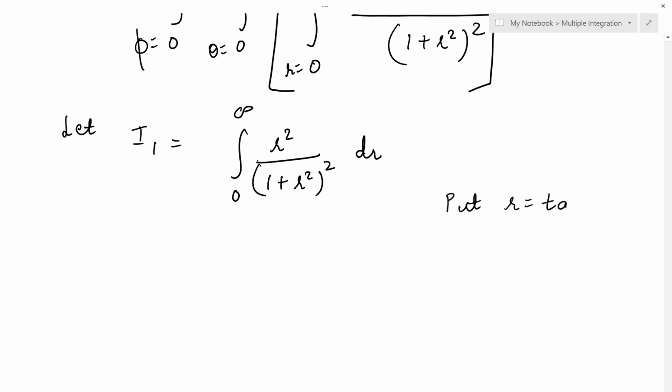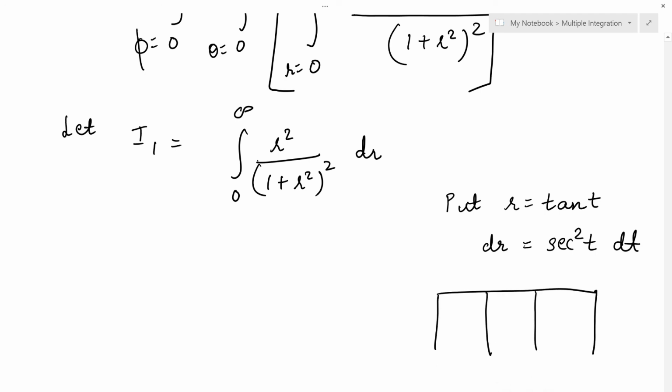Here you can use some trigonometric substitution if you want, or you can do it some other way also. I am substituting r is equal to tan t. If r is equal to tan t, dr will be sec square t dt, right? But I need to change the limits also, because since the variable changes, I have to change the limits. The old limits for r are 0 to infinity. If I substitute r is equal to 0, I get 0. If I substitute r is equal to infinity, I get pi by 2, correct.